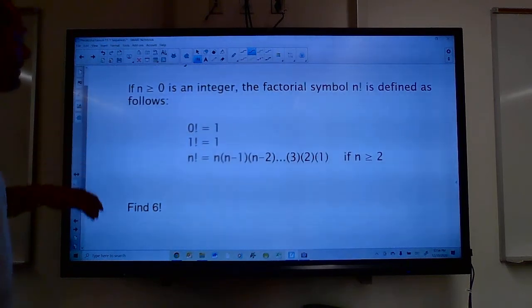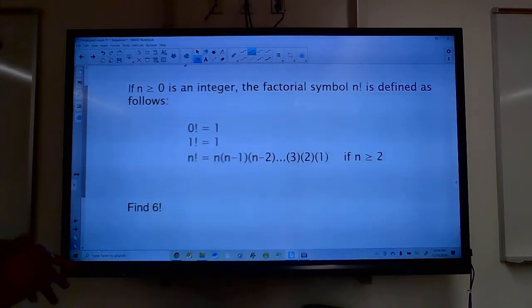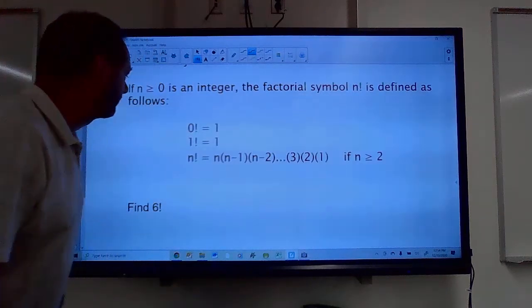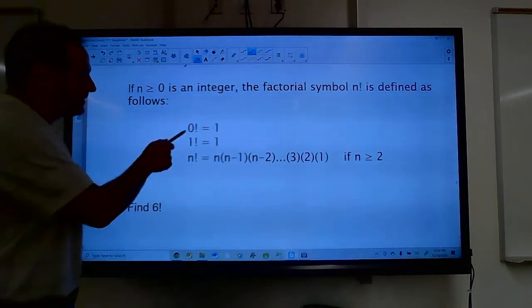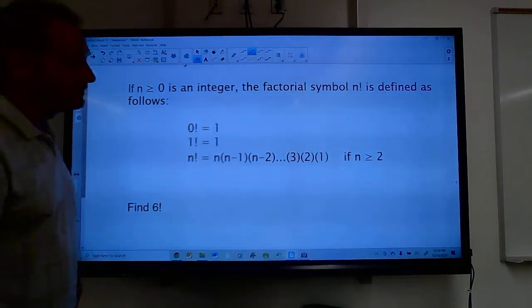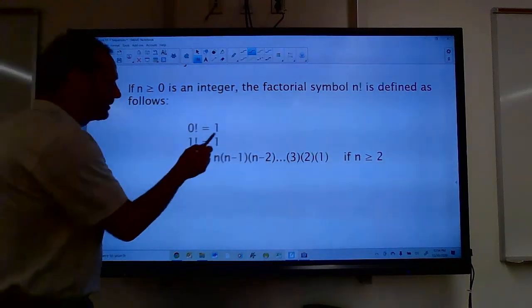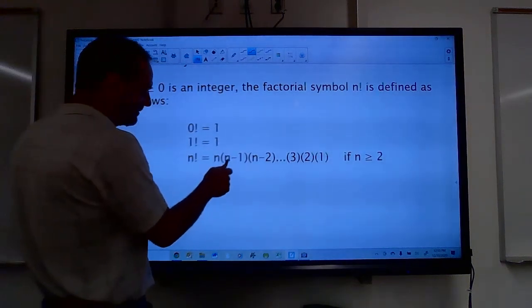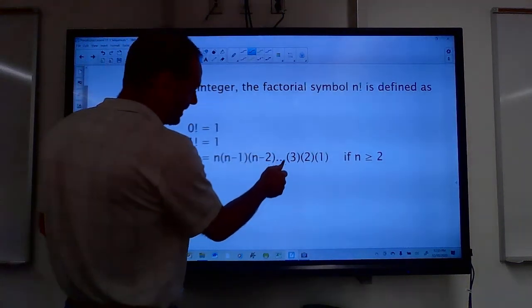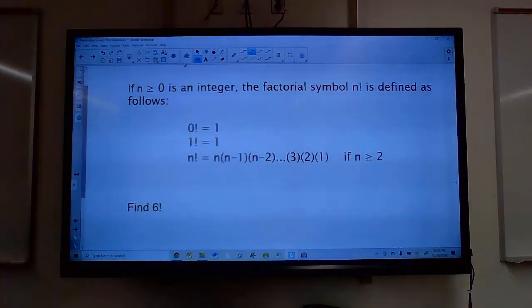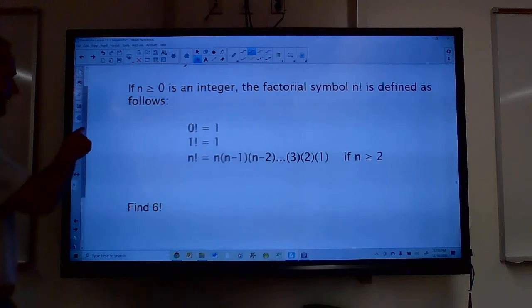Factorial symbol. Okay, so if n is greater than or equal to 0 and is an integer, the factorial symbol, n factorial, is defined as follows. 0 factorial, that's not just an excited 0 right there. That's 0 factorial. That's defined to be 1. 1 factorial is also 1. And then n factorial is n times n minus 1 times n minus 2 times dot, dot, dot, 3 times 2 times 1, if n is greater than or equal to 2. So basically, it's just all the numbers multiplied together below that number.